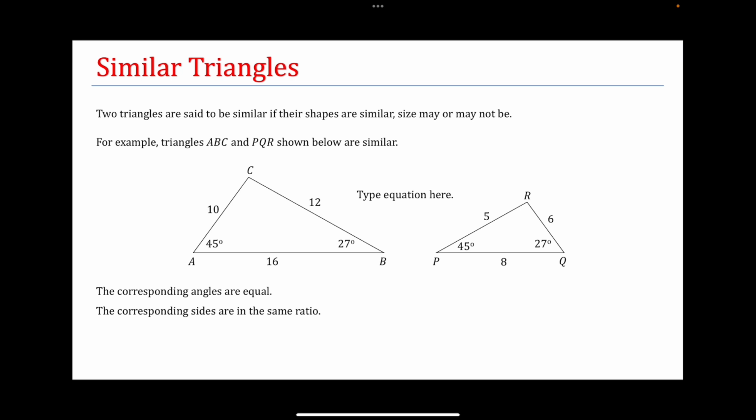And also the corresponding sides are in the same ratio. Ratio of AB and PQ, ratio of BC and QR, ratio of AC and PR. So all the ratios are equal to 2:1. That is 2 by 1. So this is a property of the similar triangles.